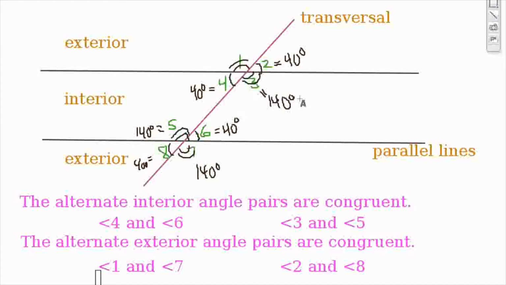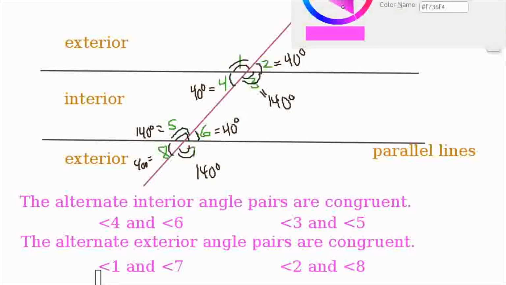Okay, now notice that 2 and 6 are also congruent, as well as 1 and 5, 4 and 8, and 3 and 7. All right, so what do we have? Let's give a name for those. We can't call those alternate because they're both on the same side of the transversal. So we'll need another name.